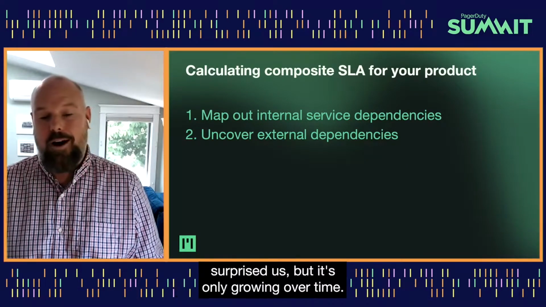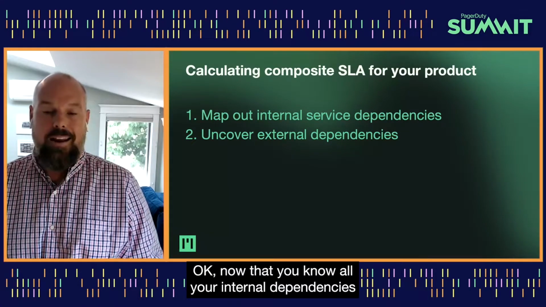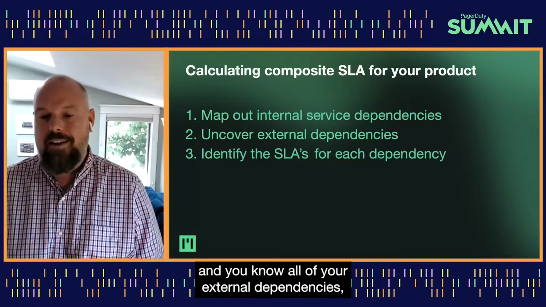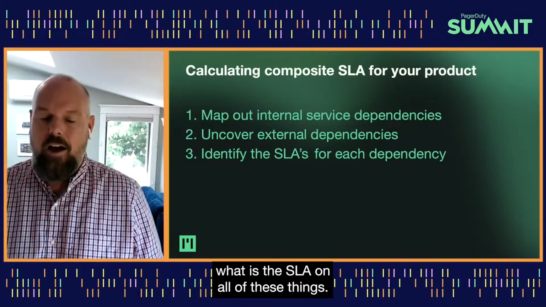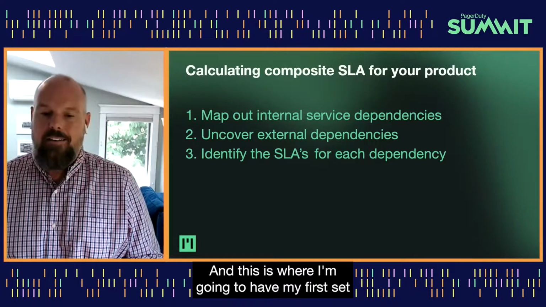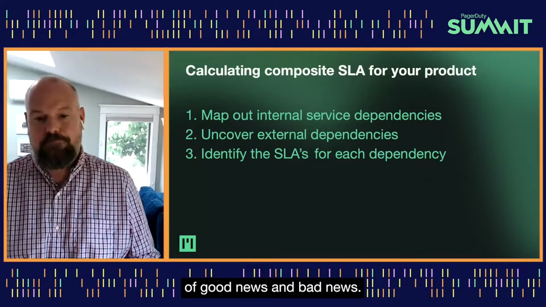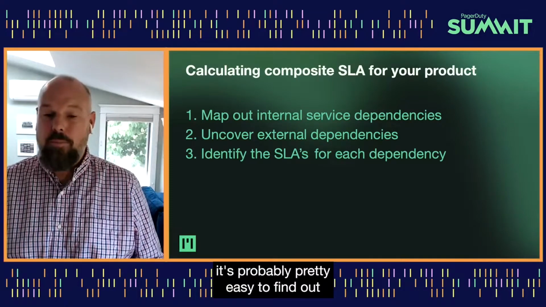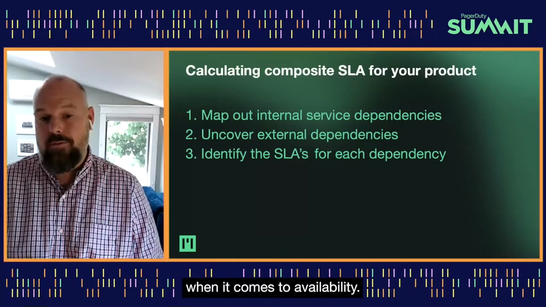A number that surprised us, but it's only growing over time. Okay, now that you know all your internal dependencies and you know all of your external dependencies, the next thing to do is to figure out what is the SLA on all of these things. And this is where I'm going to have my first set of good news and bad news. And the good news is for your external dependencies, it's probably pretty easy to find out what number they promise to deliver you when it comes to availability.